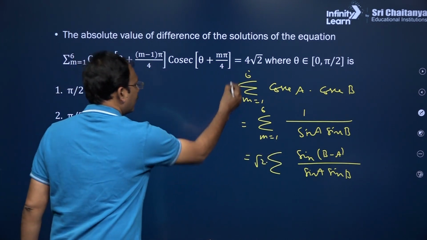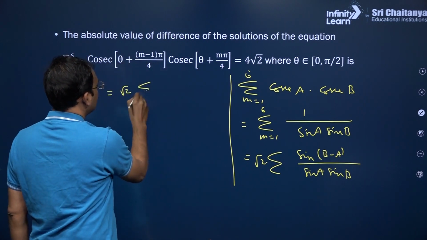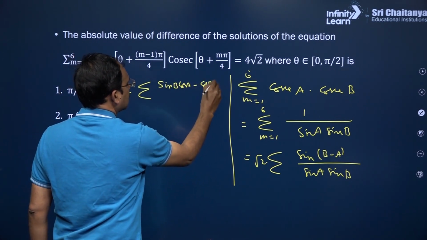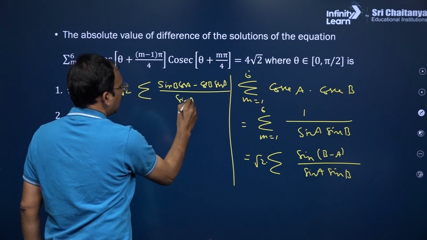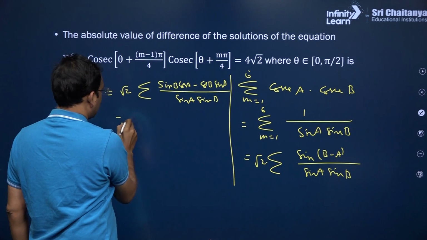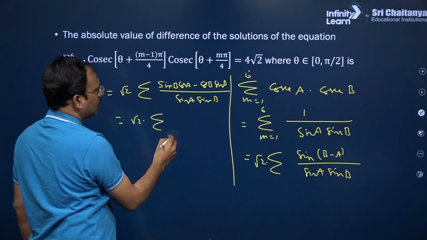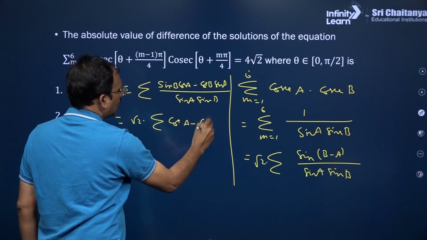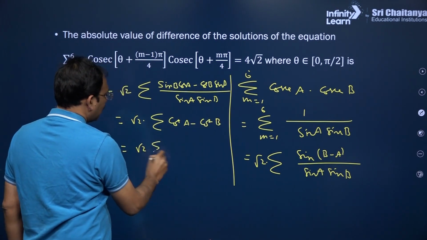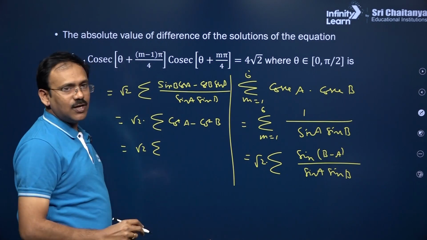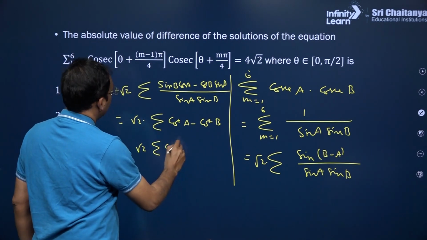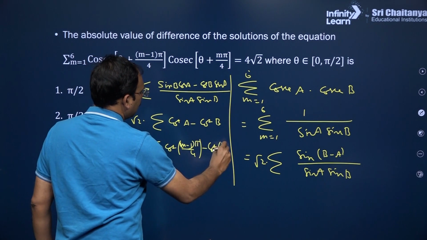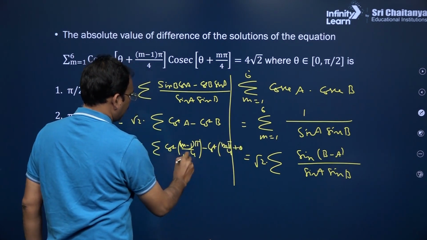Now it is clear, this 1 by root 2 got cancelled, this is clear. Now you expand sin of (B minus A), which is root 2 into sigma, sin (B minus A) means sin B cos A minus cos B sin A by sin A sin B. Friends, in this stage it is root 2 into, if you separate your sin A sin B, this is cot A minus cot B. My dear friends, sigma cot A is cot of (m minus 1) into pi by 4, this is cot of (m minus 1) into pi by 4 minus cot of m pi by 4 plus theta, of course here also plus theta.